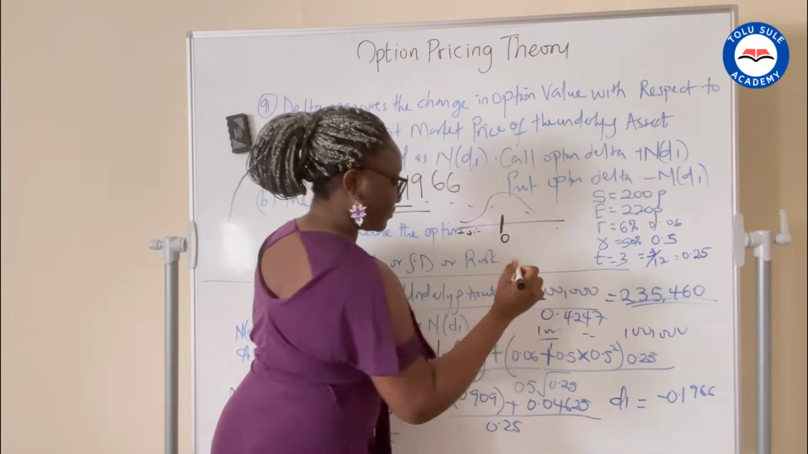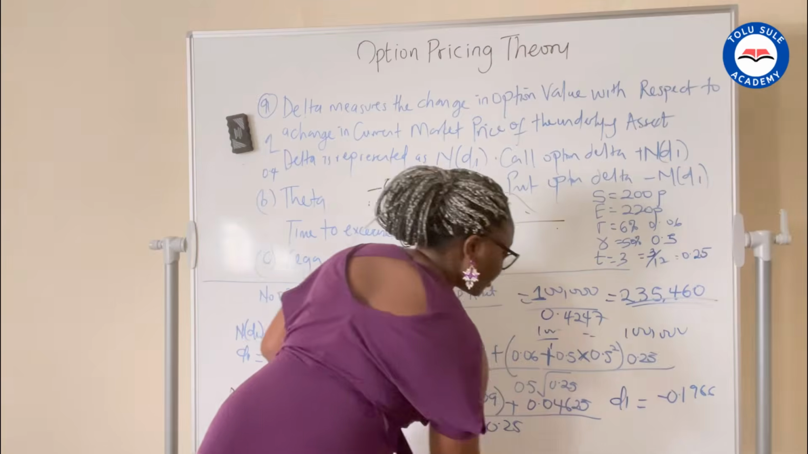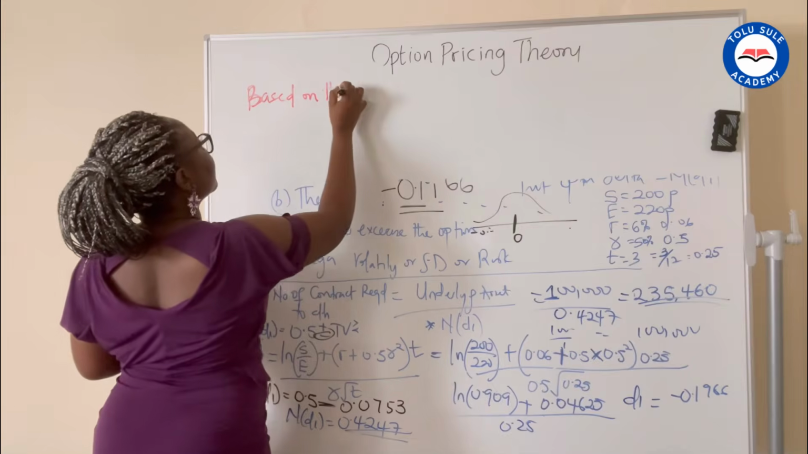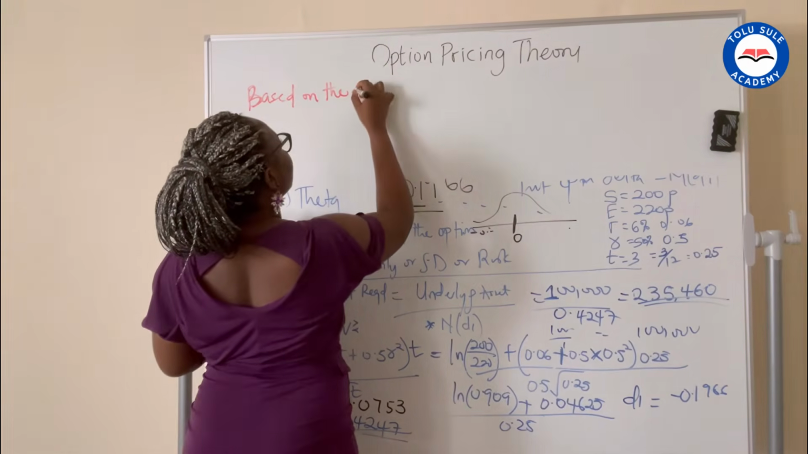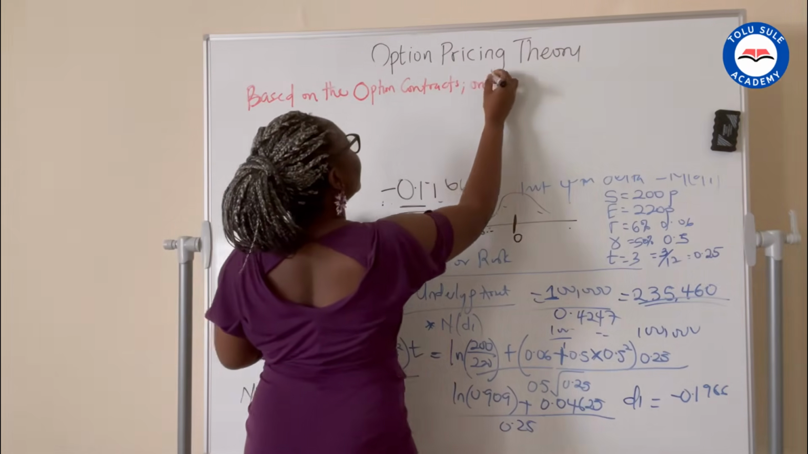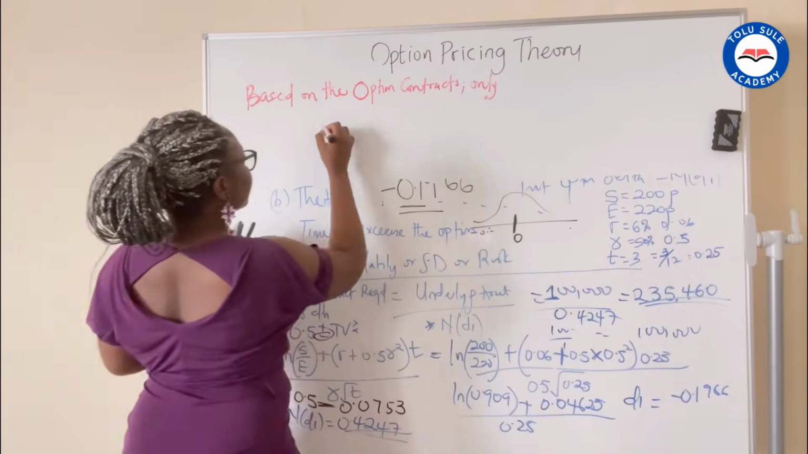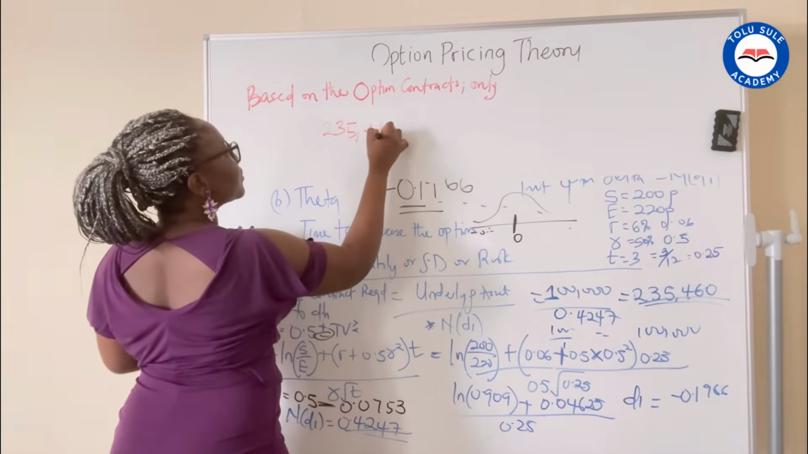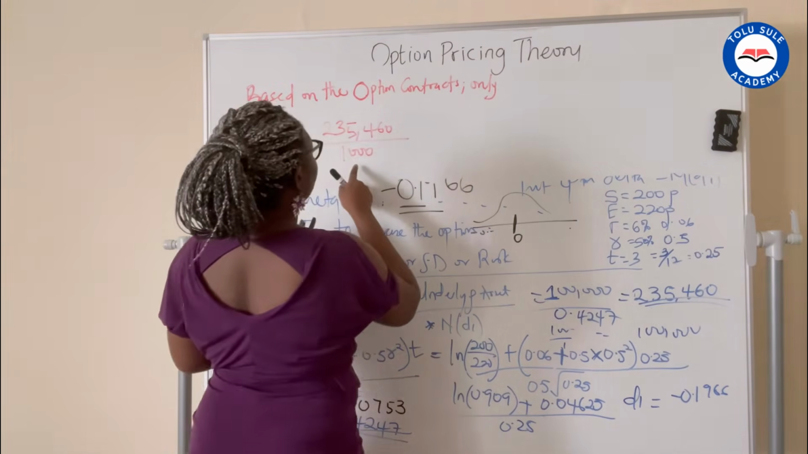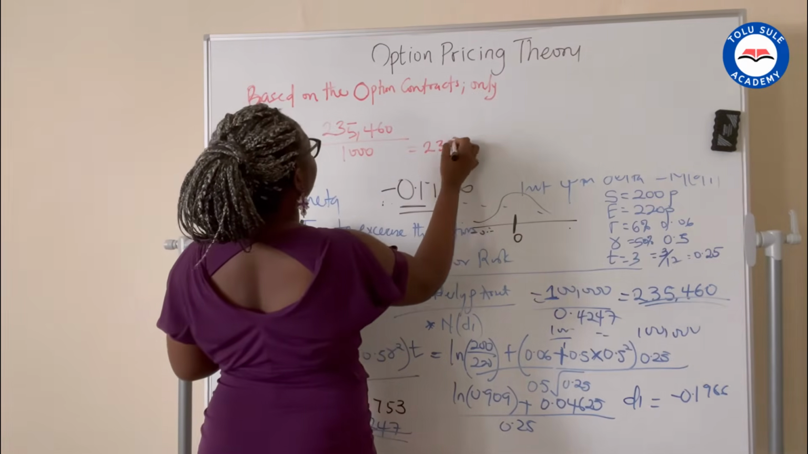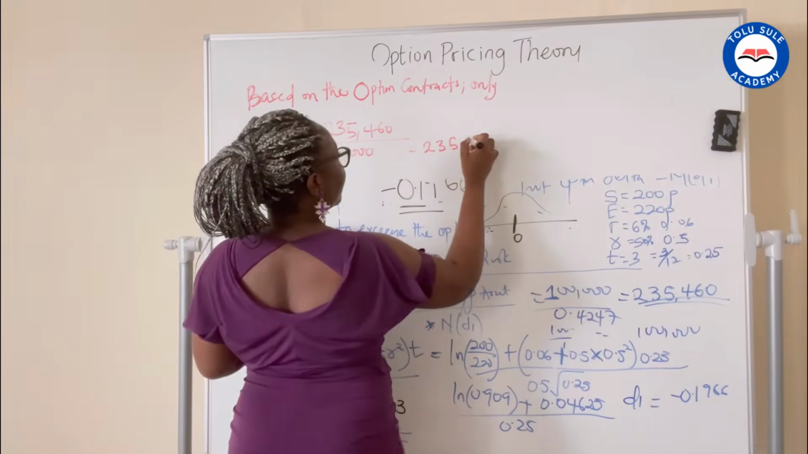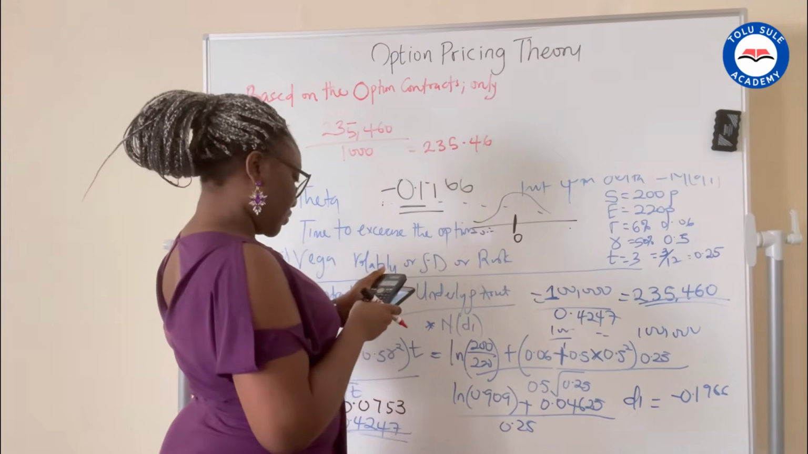It means you can buy, let me use a different color marker so that it will be clear. So we'll say based on the option contract, you get the value, just write it somewhere, 235,460 divided by 1,000. Okay, that's how to know how many bundles you can get. So from this you can get 235.46, right? That's what you get.